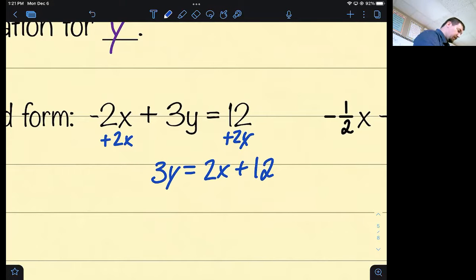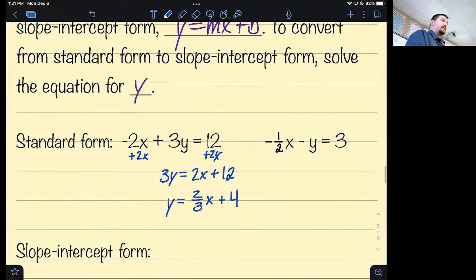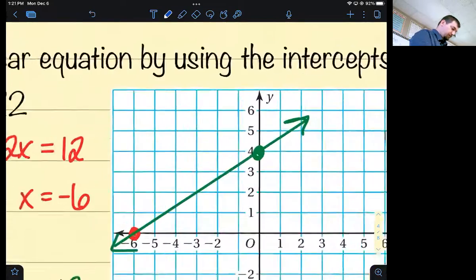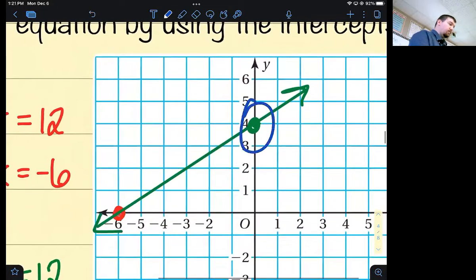Okay. So what do you get when you divide 2x by 3? Good. Just 2/3 x. Don't make it harder than it is. And 12 divided by 3. Now, if I go up to the earlier example, I should be able to see y equals 2/3 x plus 4. There's my plus 4. Here's my rise 2, run 3. There's my 2/3. Makes sense. That works. That's the right line.